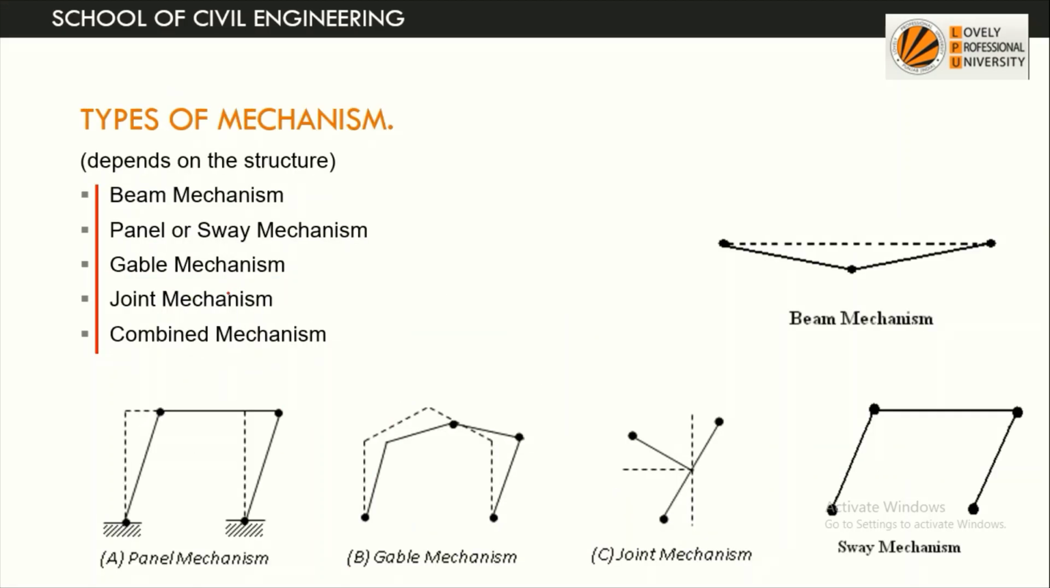So the various types of mechanism are beam mechanism, panel or sway mechanism, which is seen in a frame with a gable roof like this, and joint mechanism, which we can see in the case of a rigid frame. So this is a joint mechanism where the joint is intact and it is rotated by some angle. So this joint is rotated like this. So this is joint mechanism, and the last one is combination, meaning a combination of beam mechanism plus panel mechanism plus gable mechanism. So the sway mechanism and panel mechanism are the same.